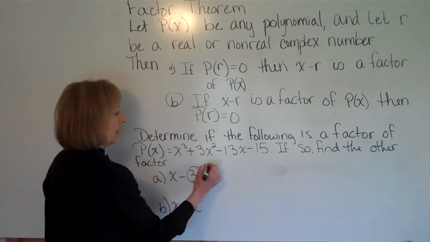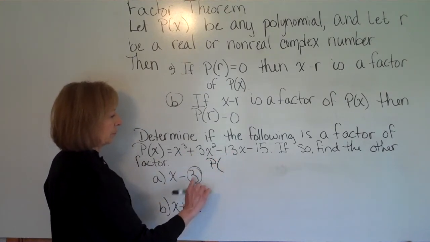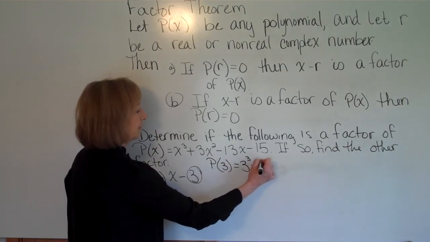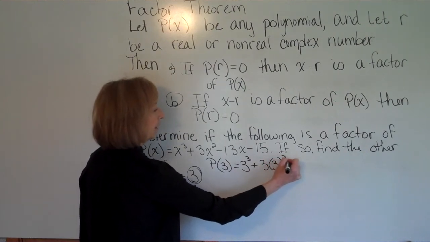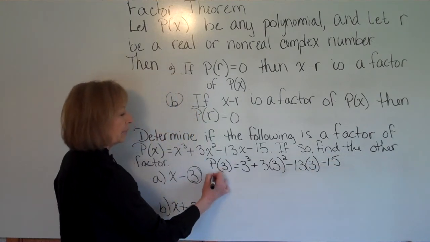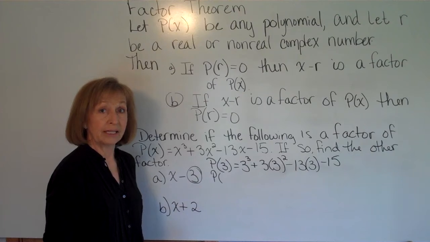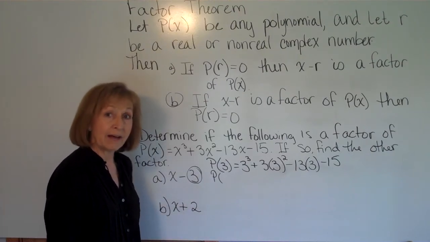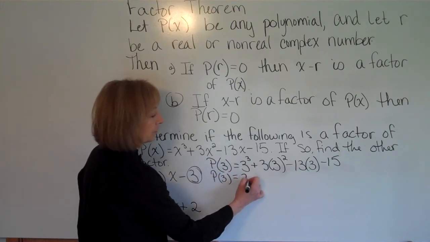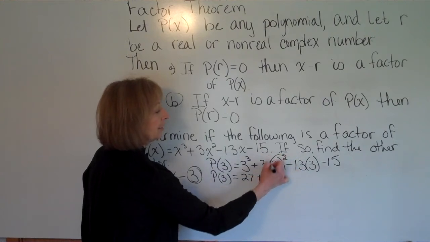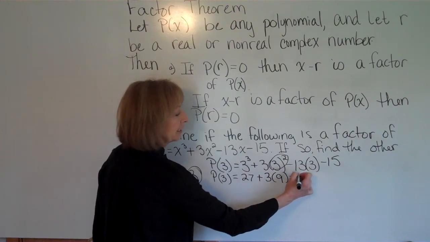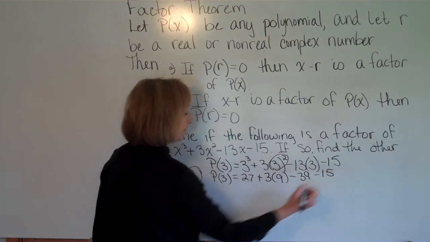So we're going to evaluate this polynomial by taking all the x's out and putting 3's instead. So p of 3 is 3 to the third plus 3 times 3 squared minus 13 times 3, and then minus 15. Now remember, when you're evaluating the polynomial and you're running the numbers through the x's, you need to follow your order of operations. So you need to do the exponents first. So 3 to the third is 27, plus 3 squared is 9, so I go 3 times 9, minus 3 times 13 is 39, and then minus 15.